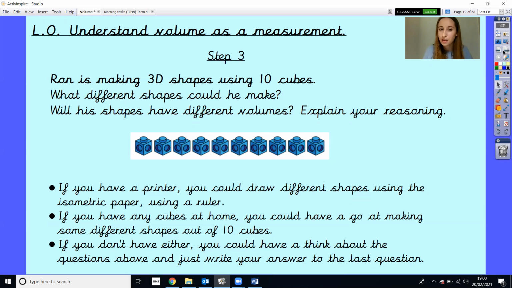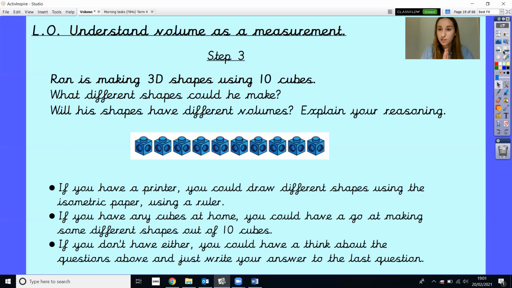Will the different shapes he makes have different volumes? Explain how you know, okay? So yes, I think they would have different volumes because, or no, I don't think they would have different volumes because. Try and use that explanation of what volume is to help you. So you've got options there.